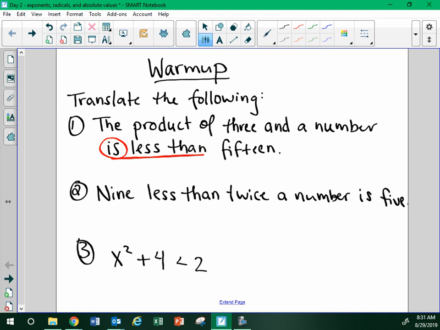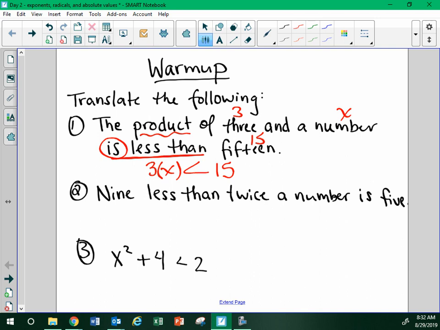And then we have the product of 3 and a number. What do we put for a number? X. Is less than 15. All right, so I like to go and put my symbol, is less than, and we know is less than 15. And then the product of 3 and a number. What does product mean we do? Multiply, good. So 3 times x, so 3x is less than 15. Yeah, you can do this. That would be fine. All right, questions with number 1?